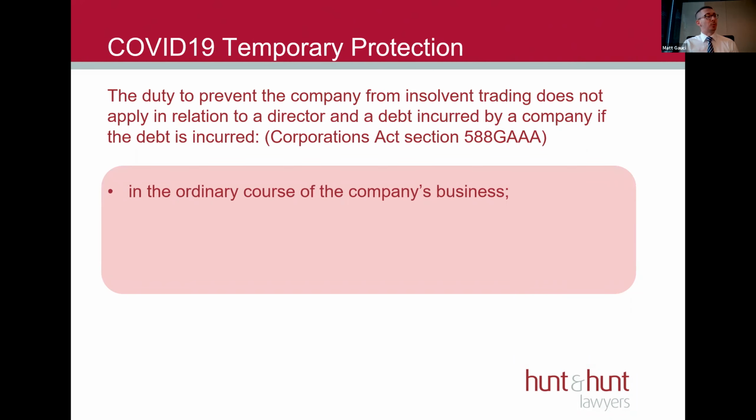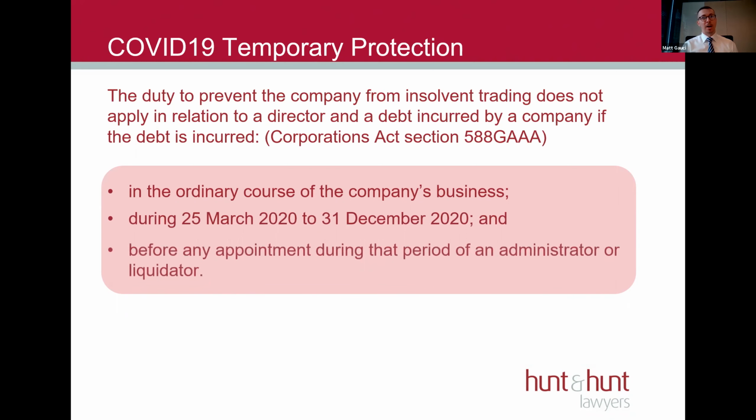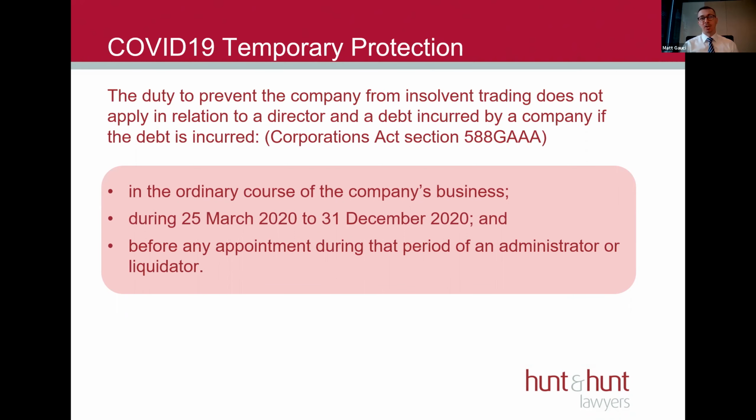In addition to the general safe harbor protection, there is a temporary addition currently in force that was introduced as a result of the COVID-19 pandemic. As you can see on the slide, Section 588GAAA provides a temporary provision. The duty to prevent a company from insolvent trading does not apply in relation to a director and a debt incurred by a company if that debt is incurred in the ordinary course of the company's business between the period of 25 March and 31 December of this year, and before any appointment during that period of an administrator or a liquidator.